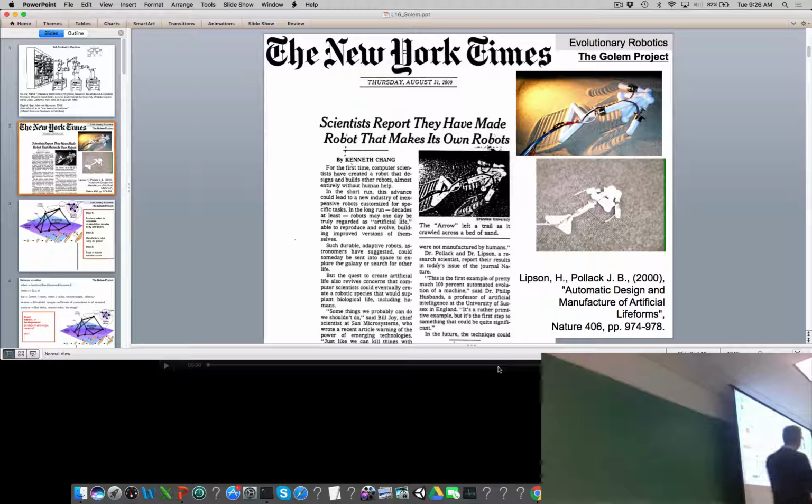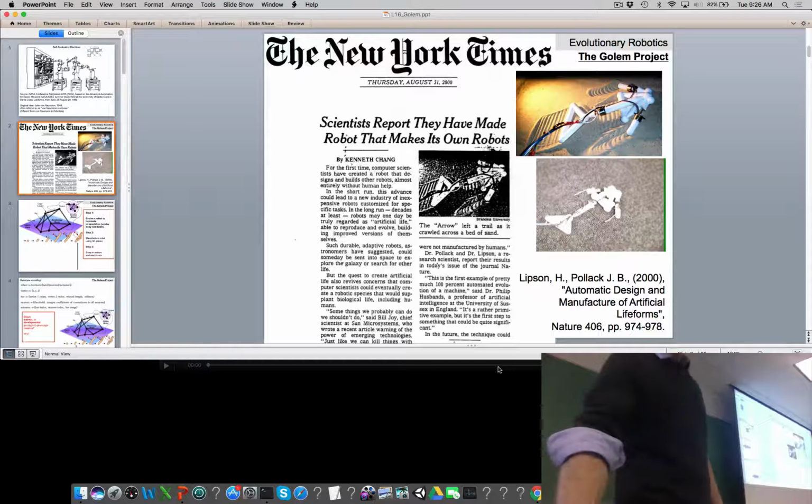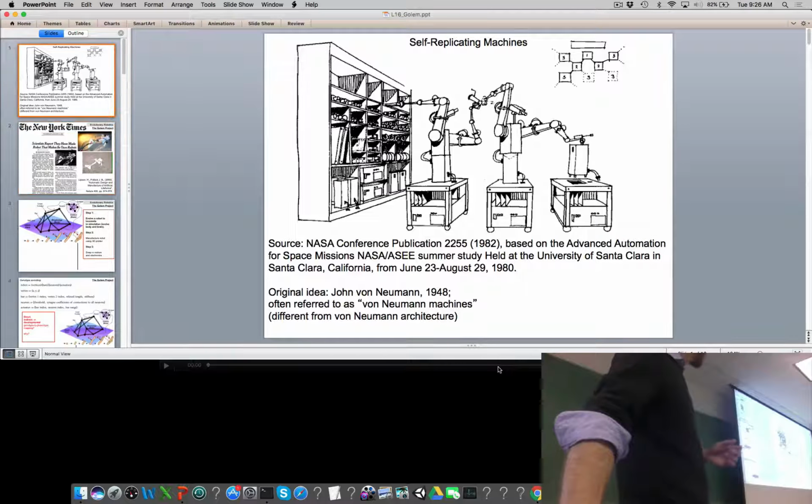Well, one of the robots obviously was the robot, but the robot that made the robot was this newfangled thing called a 3D printer, which no one had heard about in August of 2000. This was the beginning of the 3D printing era. This was the experiment that sort of lit the fire. This was work carried out by Hod Lipson at Cornell. I worked with Hod for a couple years after this experiment.